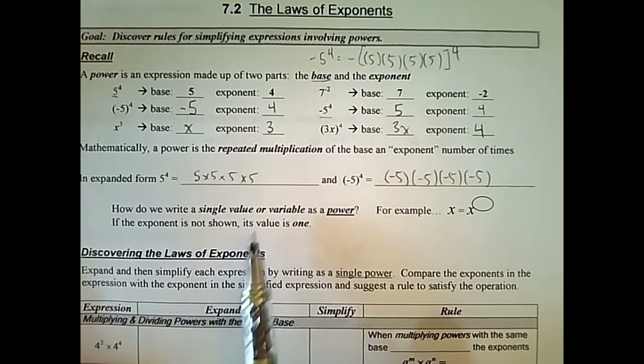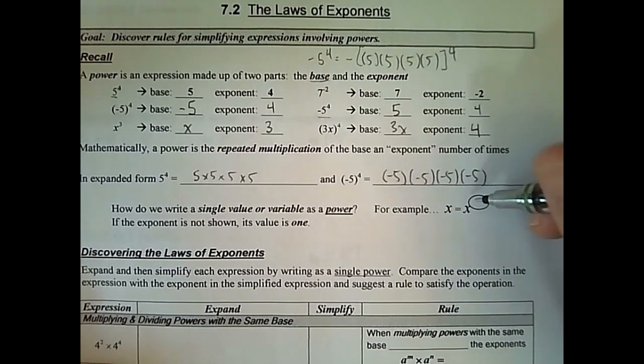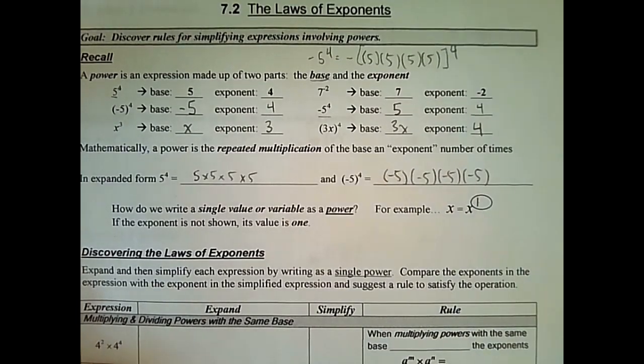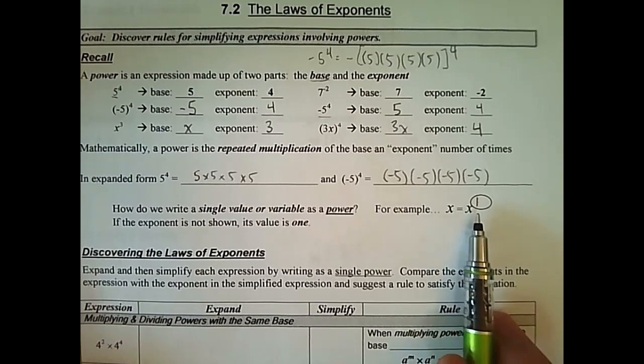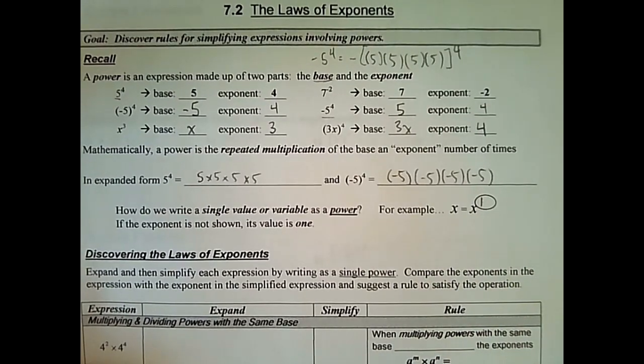So how do we write a single value or variable as a power? For example, x, and we want it to be like x with a 1 exponent. Well, we just assume that there's an invisible 1 there. So if I don't see an exponent here, we just know it's 1. So those are the kind of basic rules that we learn. We're going to go over these laws of exponents now.